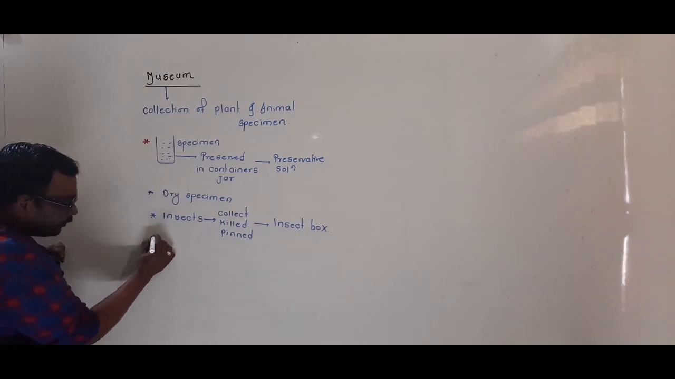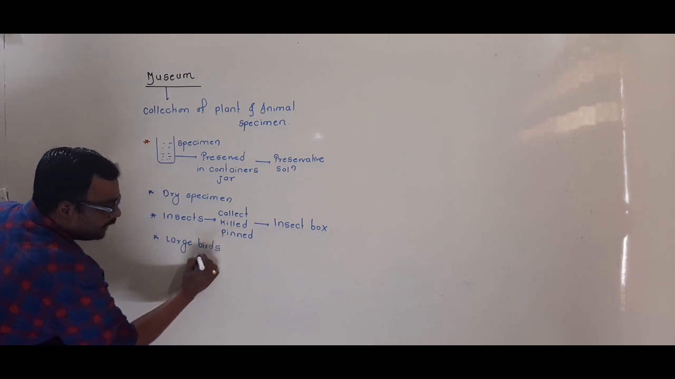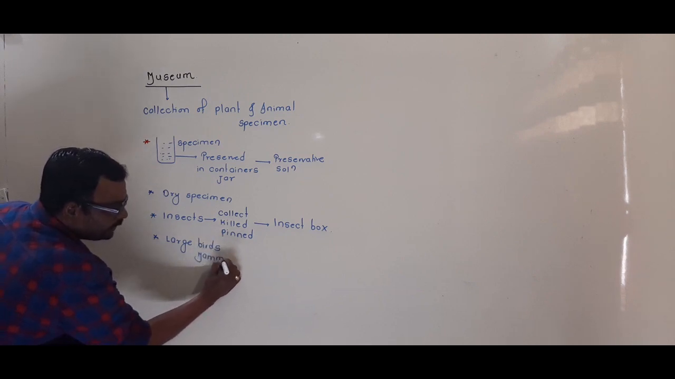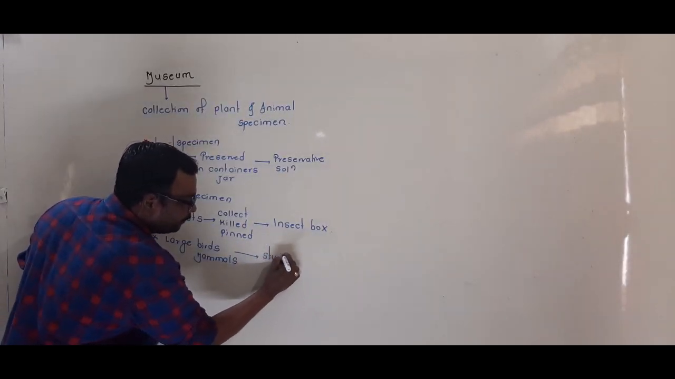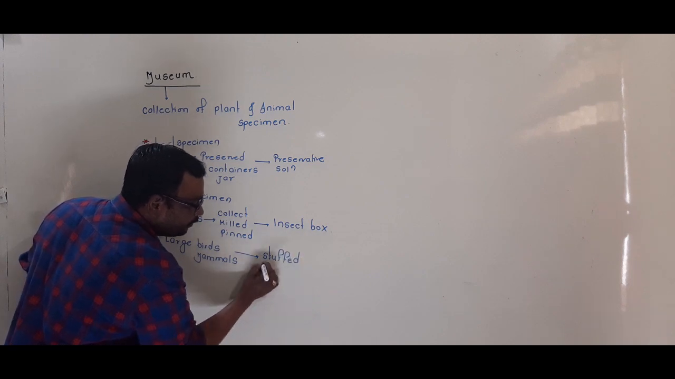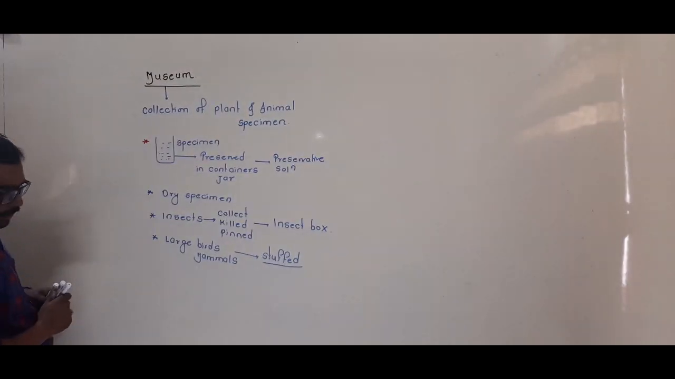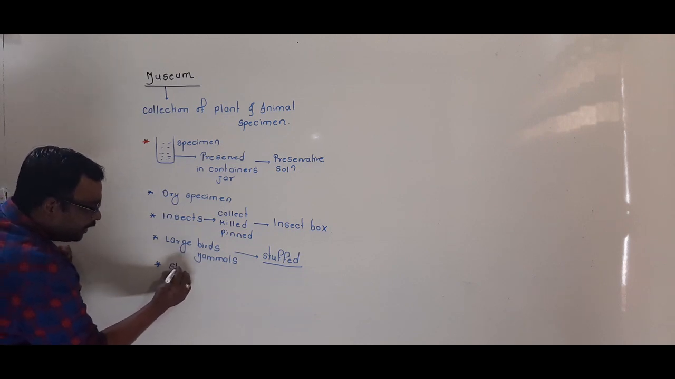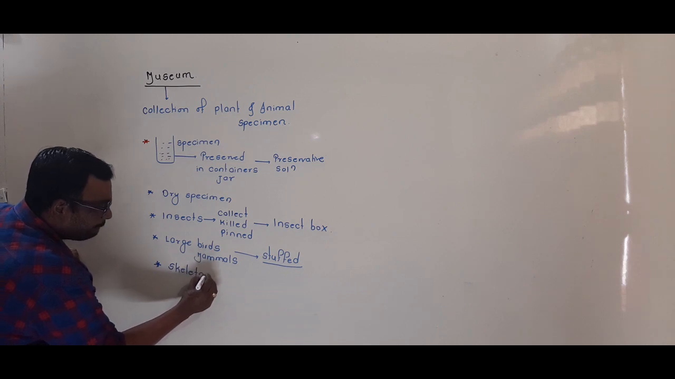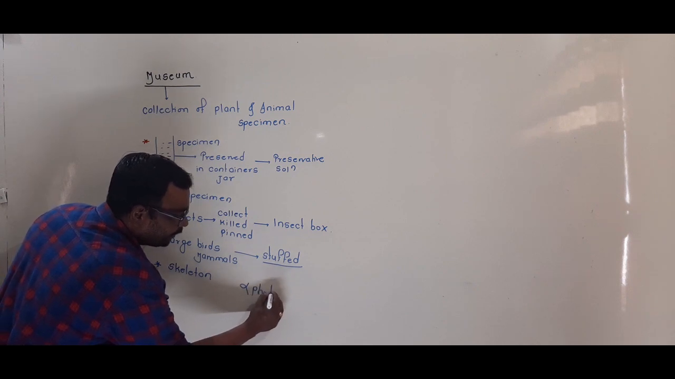Another point, in a museum there are also large animals present. Whenever large birds or large mammals are present, they are usually kept in a stuffed form, meaning all the moisture from their body is removed and they are stuffed. So stuffed form is present in the case of large birds and mammals. And the last point you should remember is that the museum also has a collection of skeletons. But keep in mind that a museum never has a collection of photographs.